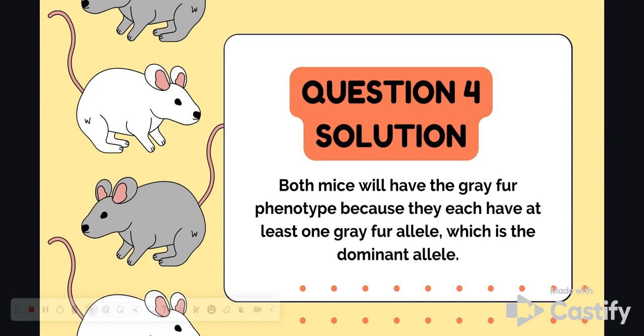Both mice will have the gray fur phenotype because they each have at least one gray fur allele, which is the dominant allele.